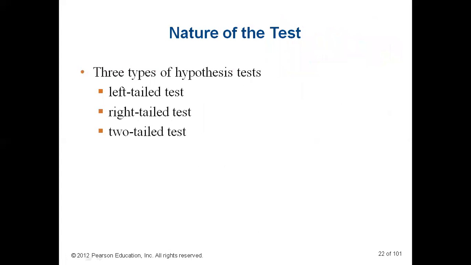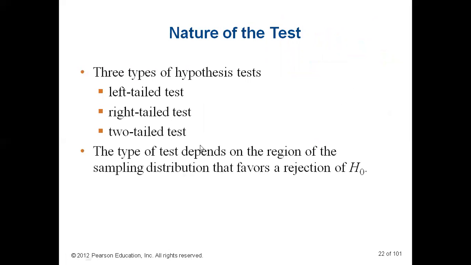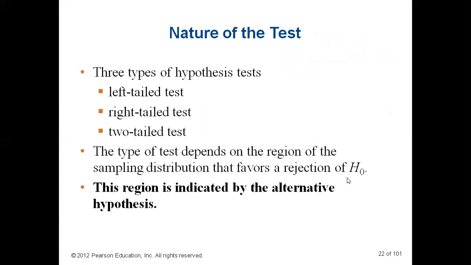There are three types of hypothesis test: left-tailed test, right-tailed test, and two-tailed test. The type of test depends on the region of the sampling distribution that favors the rejection of the null hypothesis, and this region is indicated by the alternative hypothesis. It means it favors the alternative hypothesis.